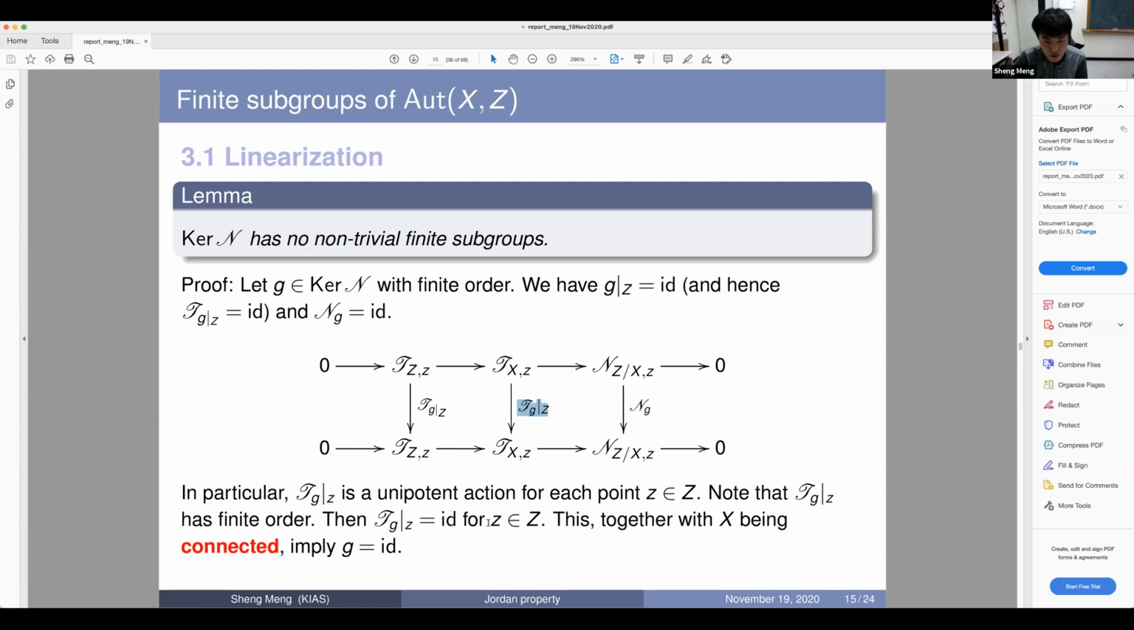Now we find the fixed point z. Now g has a fixed point z with the tangent map being identity. So by the previous lemma, it implies that g is identity. Here, we need X being connected.